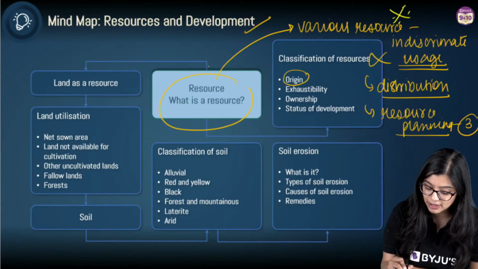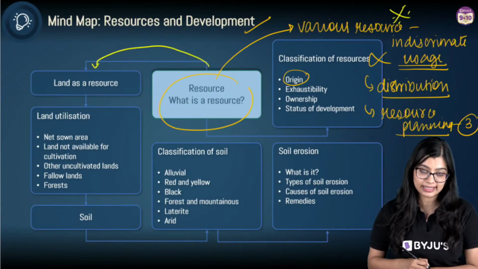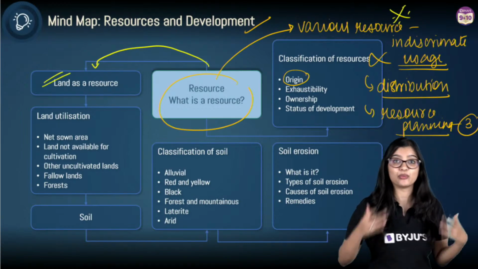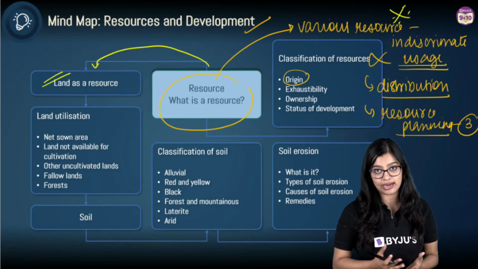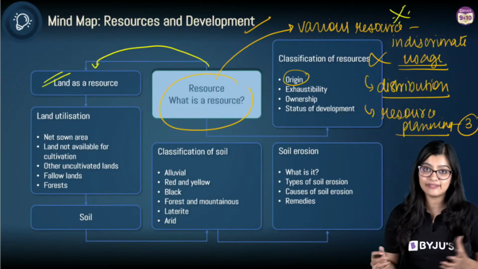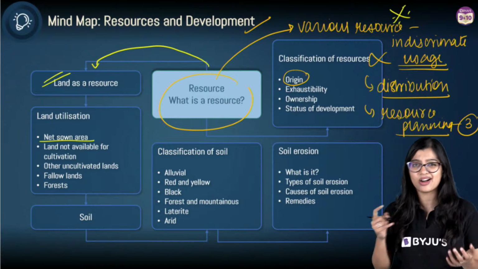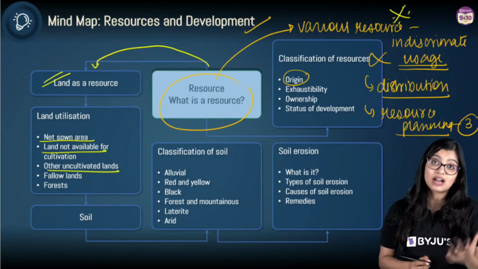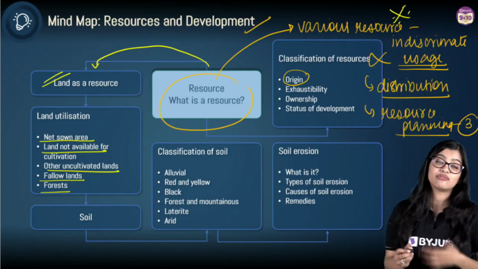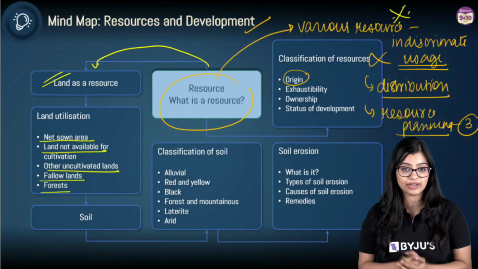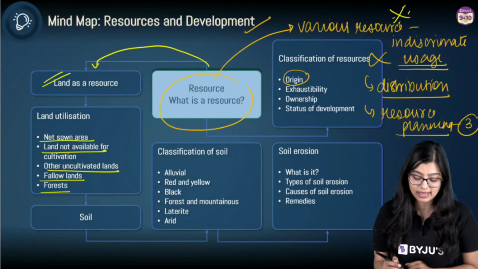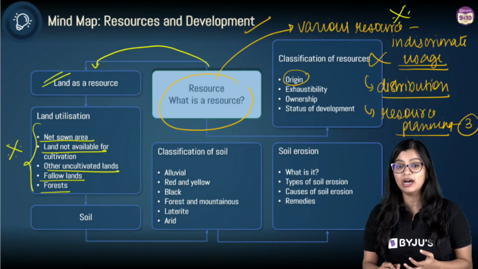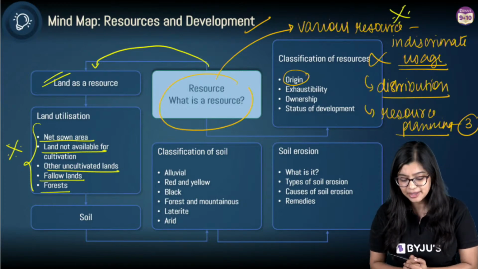Then, of course, this chapter dealt with how land is important as a resource, right? So we know that land is extremely essential, because we live on land, we do various activities on land. And we know that we can divide land in various ways. We have net sown area, gross cropped area, land not available for cultivation, other uncultivated land, fallow lands and forests, right? So these are the broad classifications. This is important, Atulya, because as per the 2021 sample question paper, some questions have come, right?